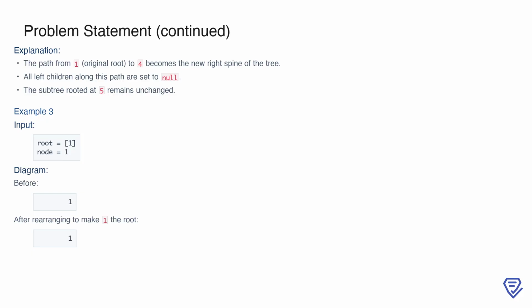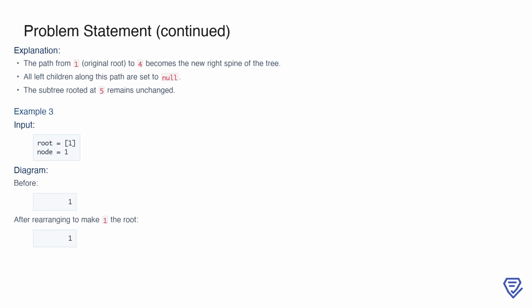To explain this transformation, the path from the original root 1 to the new root 4 has been converted into the new right spine of the tree. All left children along this path have been set to null. Meanwhile, the subtree rooted at 5 remains unchanged, as it is not part of the transformation path. This example highlights how the rules of the problem apply to trees where the path to the new root includes multiple levels.